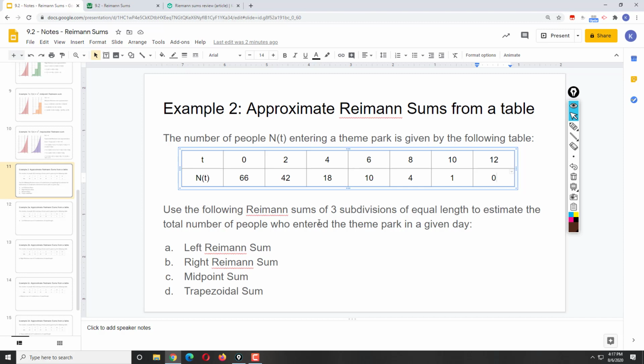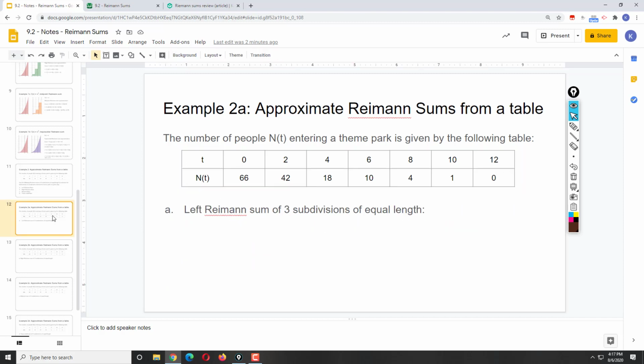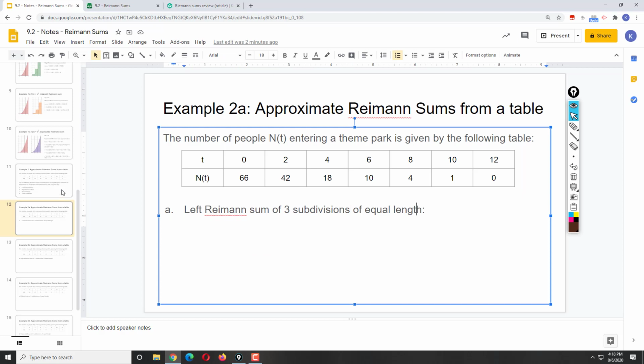So, if t is hours, that means that after the 4th hour, roughly 18 people are entering the park that hour, per hour. We're going to use the left, the right, the midpoint, and the trapezoidal Riemann sums to estimate the total number of people who entered the theme park this day. So first, the left Riemann sum.